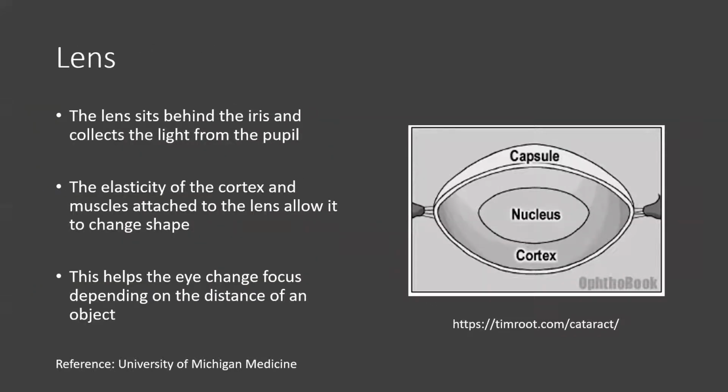The lens is the part that sits right behind the iris and pupil, and the last focusing part of the eye. The lens is held in place right behind by small tissue fibers throughout the inside of the eye. The elasticity of the lens allows it to change shape and help change focus depending on where an object you're looking at is. So the further away or closer an object is, the lens can either squish or expand to help see further objects.